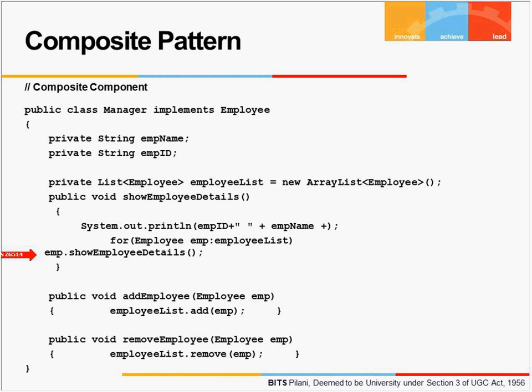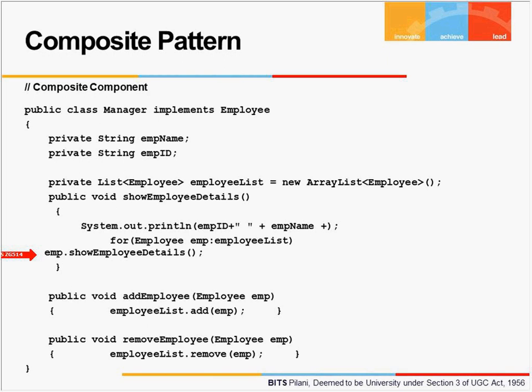Similarly, you can have more composite components. You can well have more types of leaf components, right? In this case, we had only one type of leaf component, which was Clerk. So I entered only one class, which was Clerk. If you have another leaf component, you would add more leaf components.